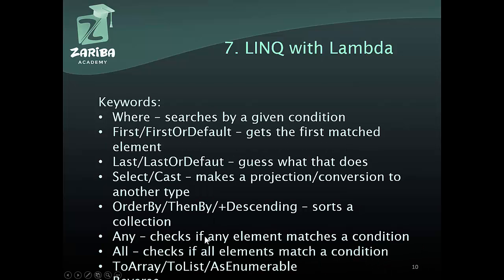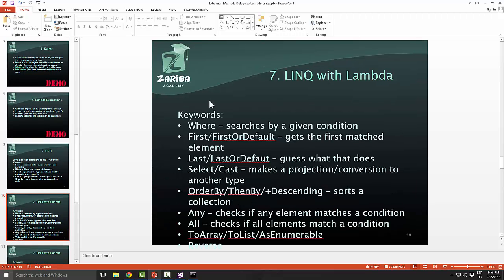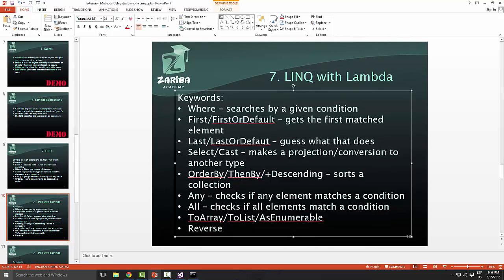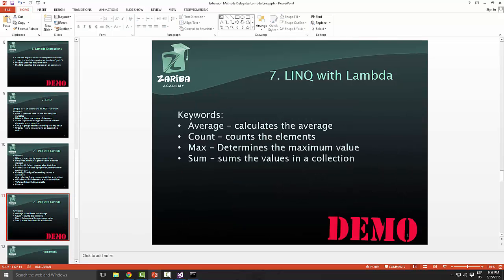We have Any, which checks if any element matches a condition. We have All, which checks if all elements match a condition, and we have ToArray, ToList, and AsEnumerable. So I want to turn this collection into an array, into a list, or AsEnumerable. What we are going to be using is ToList. I also have Reverse, which is very useful as well. A couple more: Average, Count, Max, and Sum. So let's do some examples for each very quickly.